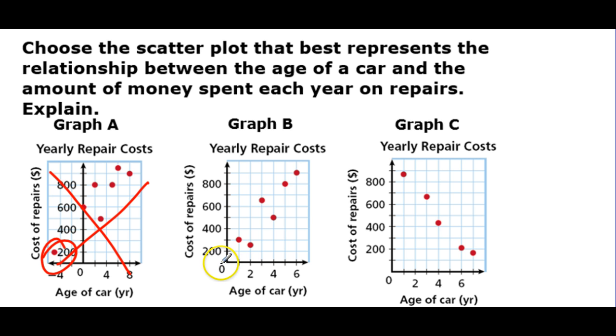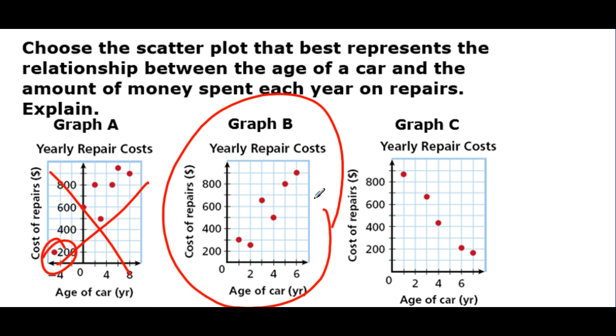Here it looks like the first year I spent about $300, the second year $250, the third year about $650, the fourth year about 500. So this looks to me like the older the car gets, the more money I'm spending. This one looks like the first year I spent almost $900, the third year, I don't know, $675, etc. It's going down. So I would have to say that this one represents that.